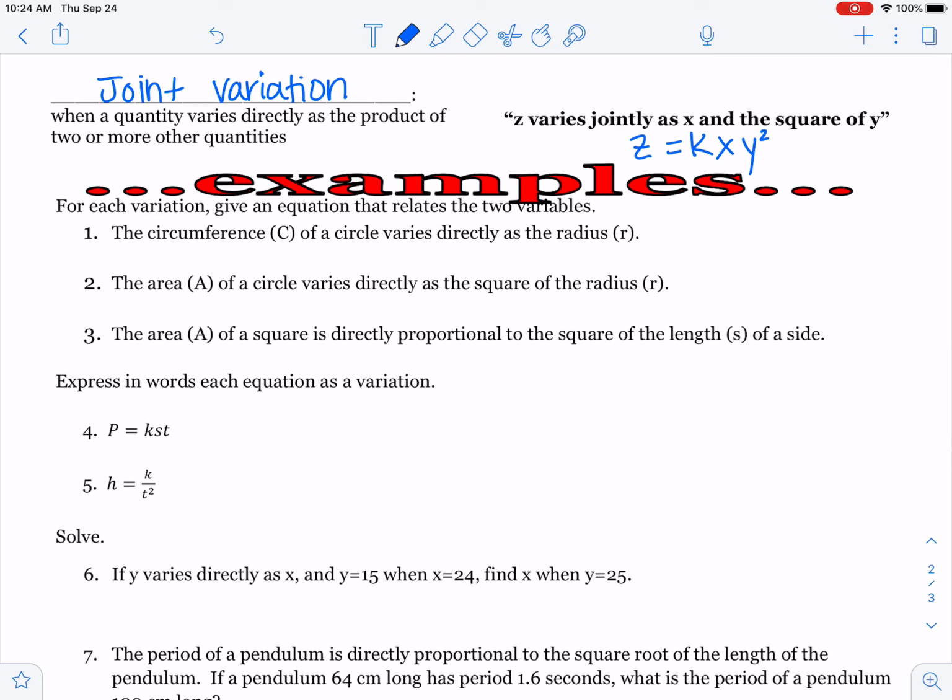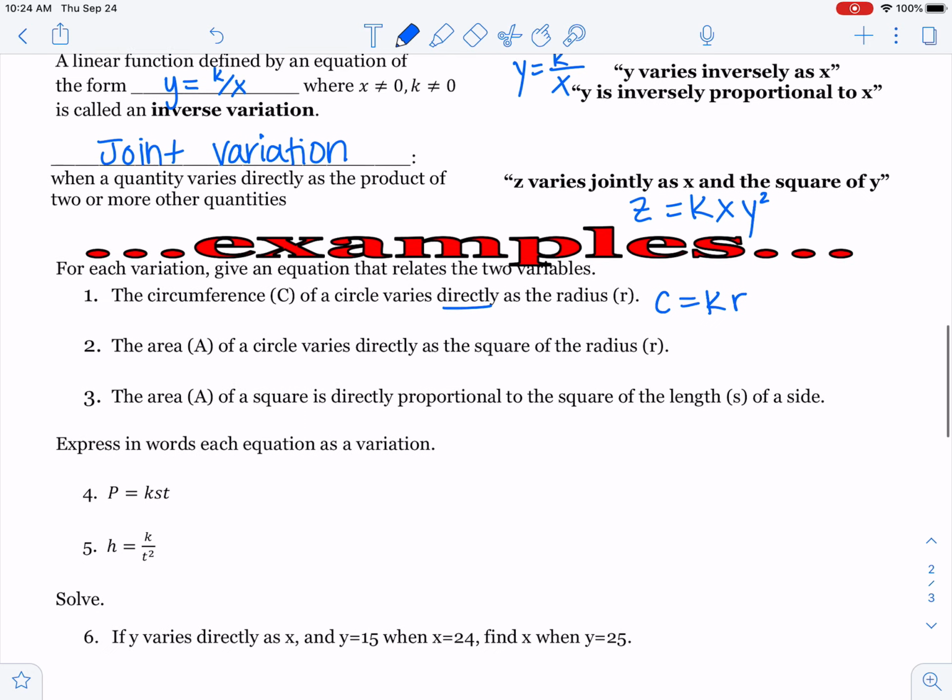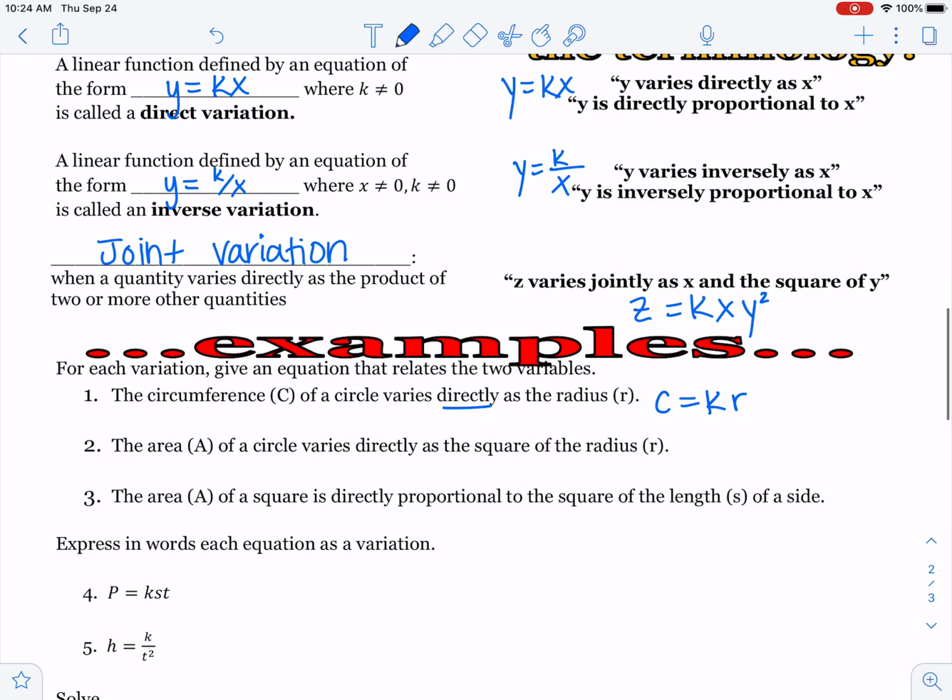For each variation, give an equation that relates the two variables. The circumference c of a circle varies directly as the radius. So c varies directly as r. So again, I'm looking at that first equation for direct variation.